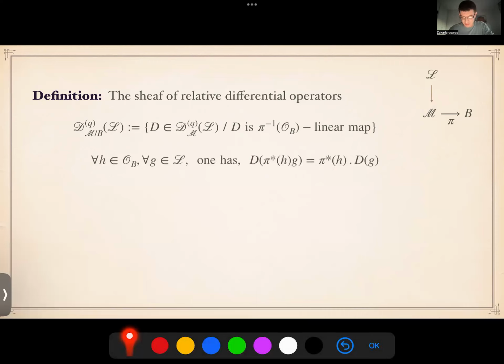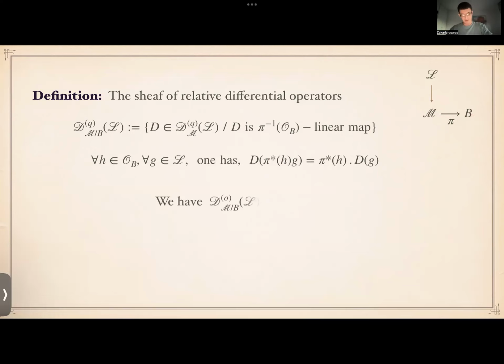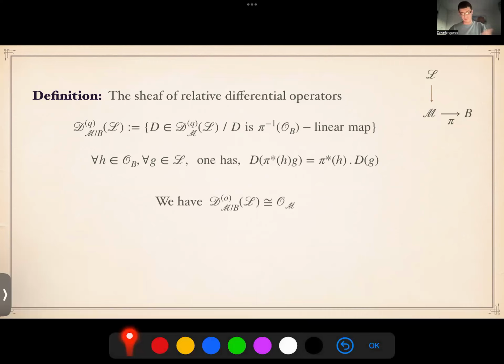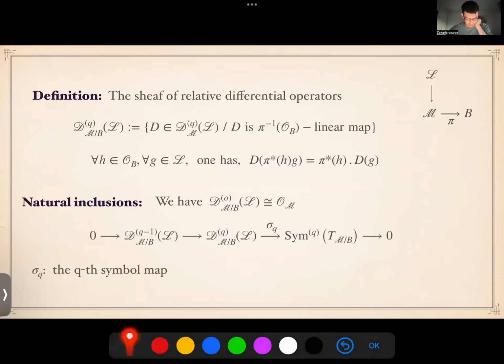P star H is just H precomposed with π. If you have an object like this, you have for any Q a sheaf. So in particular, the differential operators of degree 0 are the functions if you have a line bundle. And you have natural inclusions.